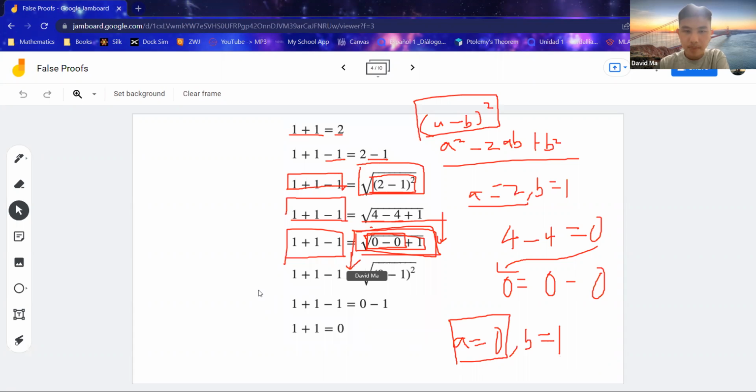We move on to the next one. We simplify this. Because we already know that this combination of numbers equals a squared minus 2ab plus b squared, we could simplify it into this formula, which is (a minus b) squared. We do the same thing here, and we get (0 minus 1) squared. Can you guys see why this happened? Do you guys have any questions?